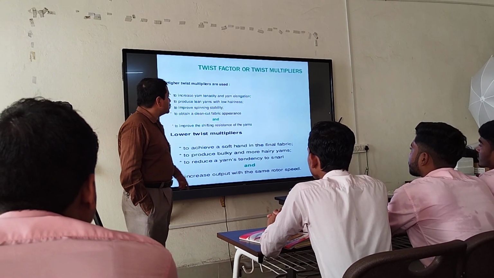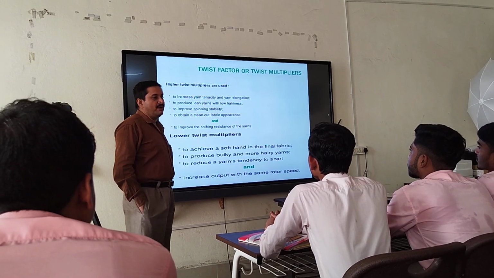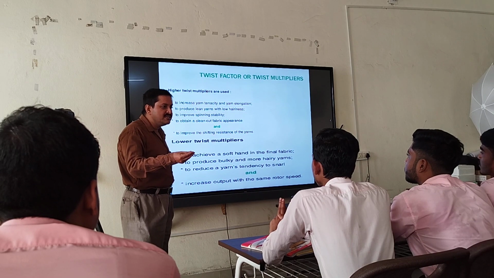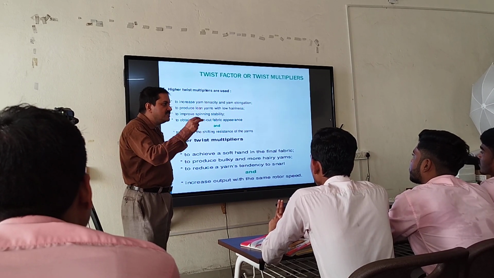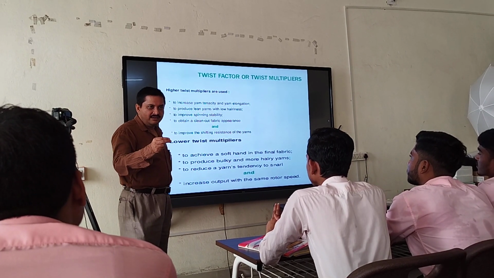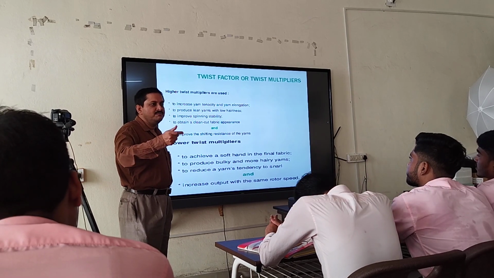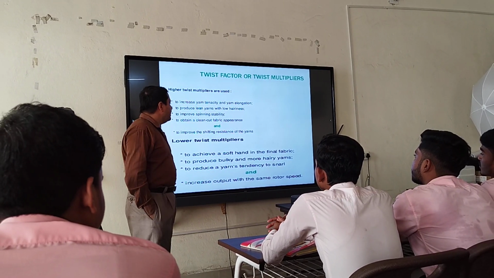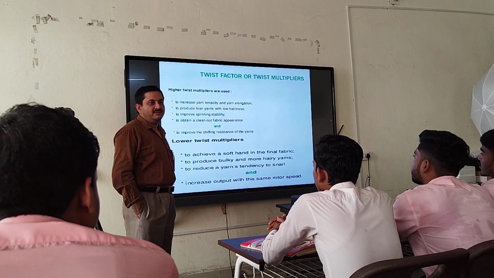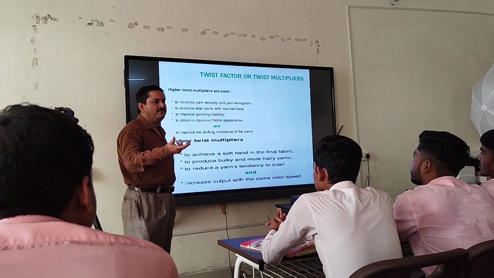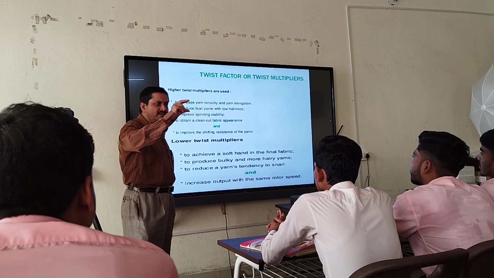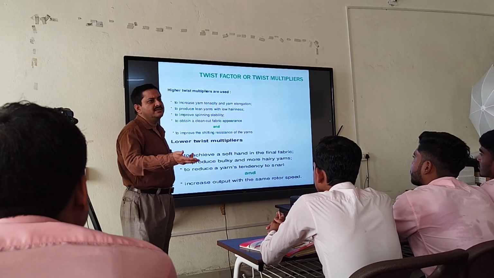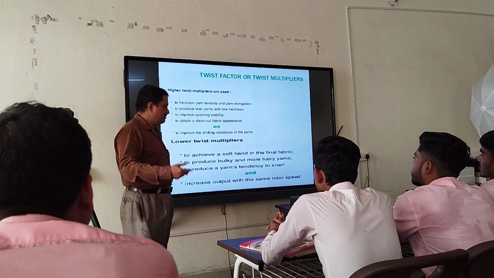To achieve a soft hand in the final product: if the twist multiplier is less, it means less twist is remaining within the yarn, and less twist means the material is soft. To produce bulky and more hairy yarns: the twist level is less, so the yarn will be bulkier, the thickness will be more, and the hairiness tendency simultaneously more.